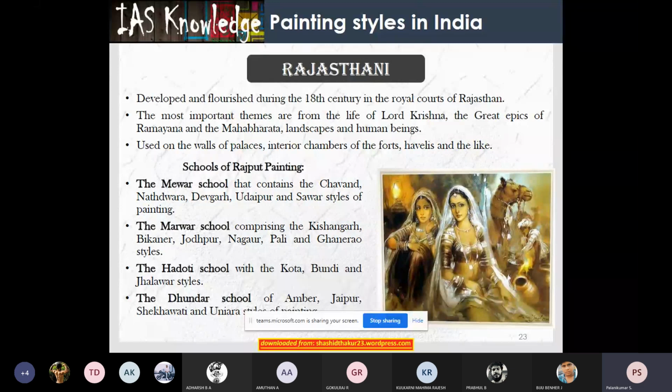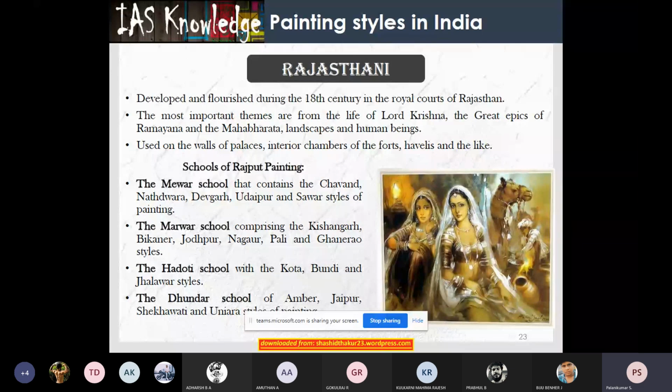The most important themes are from Lord Krishna and the great epics of Ramayana and Mahabharata. These are all the main themes that came in Rajasthani painting. If you see any schools, they also promoted these types of paintings, followed by a particular community, especially from Rajasthan.